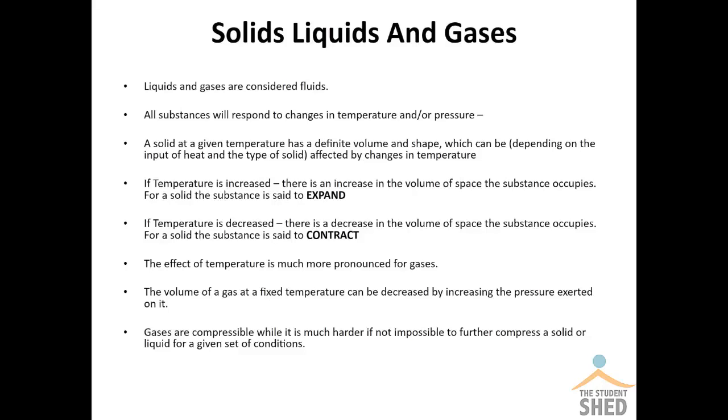The volume of a gas at a fixed temperature can be decreased by putting more pressure on it. It means you basically reduce the amount of space that it occupies, so it has less volume. Gases are compressible. It's pretty much impossible to compress a solid or a liquid under a given set of conditions, and all that means is that if a gas is a gas at a given temperature, you can compress it. You can't do it with a solid or a liquid because it's a solid or a liquid, and you can't move it.